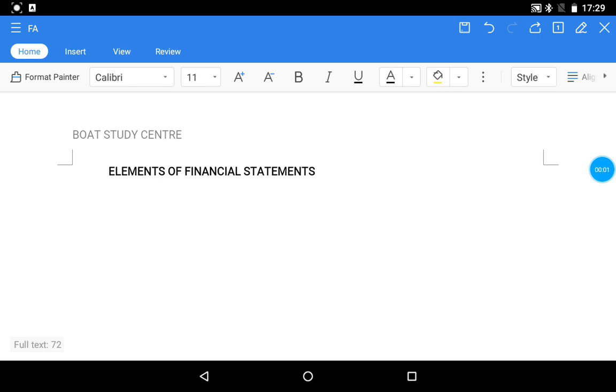Once again, welcome to Both Study Center, and today we are going to look at elements of financial statements. Of course, under financial statements we have the income statement, the financial position, and changes in equity, but specifically today we want to know those things that we find in those financial statements. So we are going to start. Now we are starting with the first one.